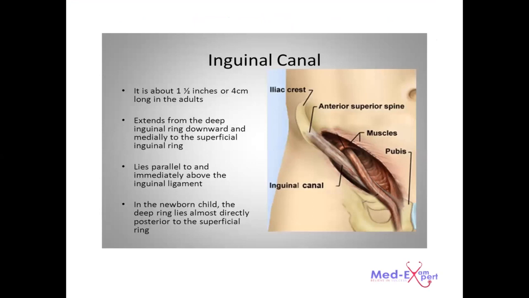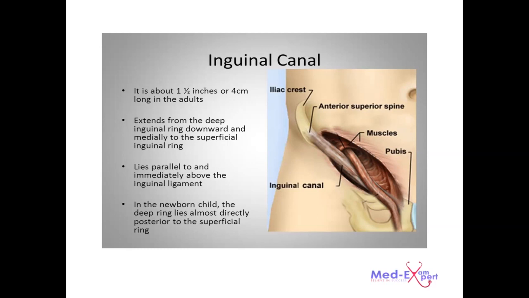So what is the inguinal canal? If you remember the picture that I showed you, it's an imaginary tract between the deep inguinal ring or defect and the superficial inguinal defect. It's about 1.5 inches or 4 centimeters long in adults. It extends from the deep inguinal ring downward and medially to the superficial inguinal ring, and lies parallel to and immediately above the inguinal ligament.